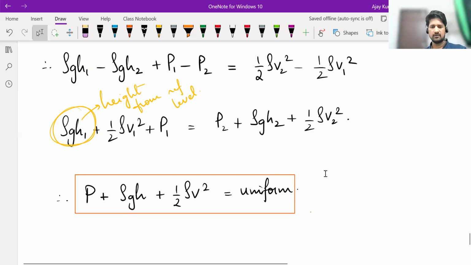Hope the derivation is clear. Next class, we'll discuss the applications of Bernoulli's equation. A very, very important part of your syllabus from the final exam point of view.